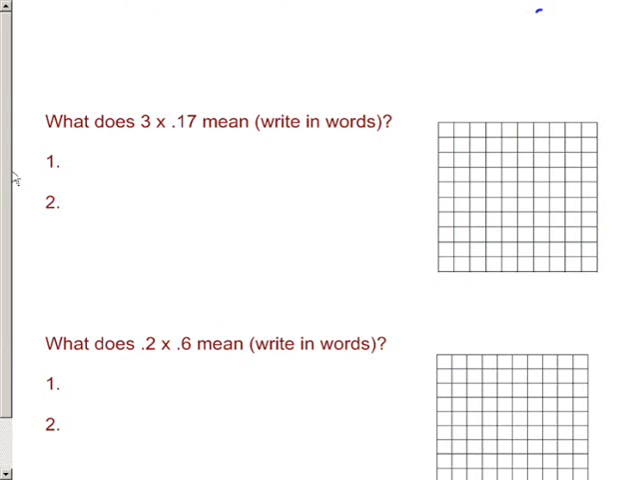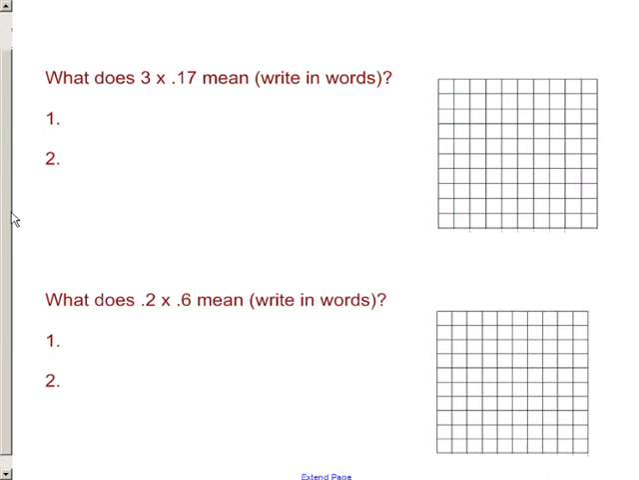All right, I want to take a look quick at what it means when we're multiplying decimals because a lot of people find this pretty confusing at first. So first, let's think of two ways to say 3 times 17 hundredths. Well, we just studied what are some ways to say times. How about 3 groups of 17 hundredths? All right, so let's show that over here.